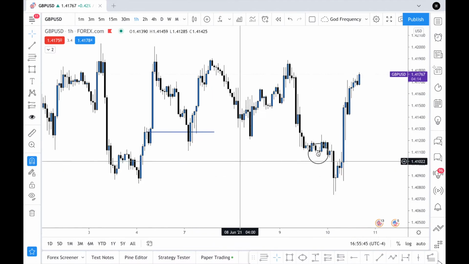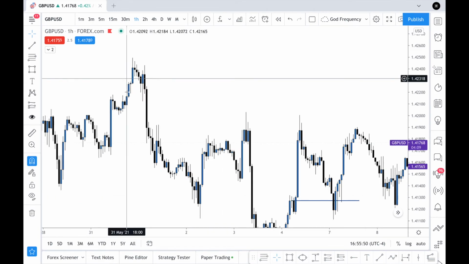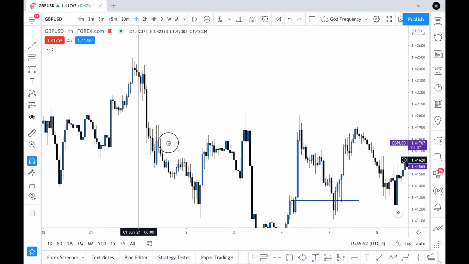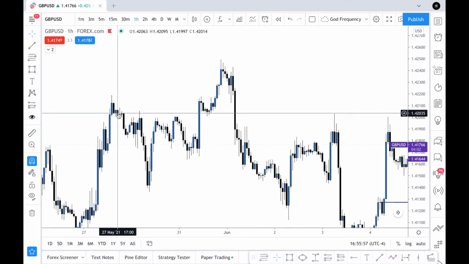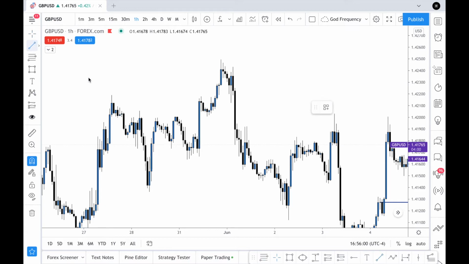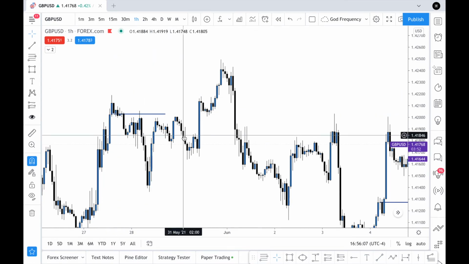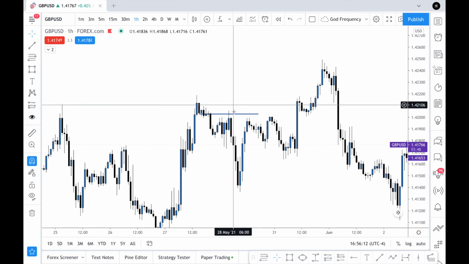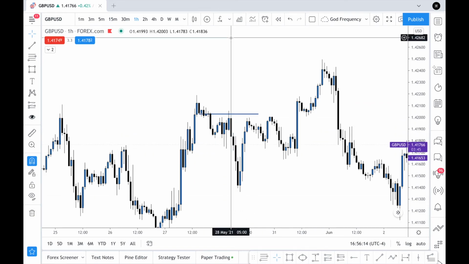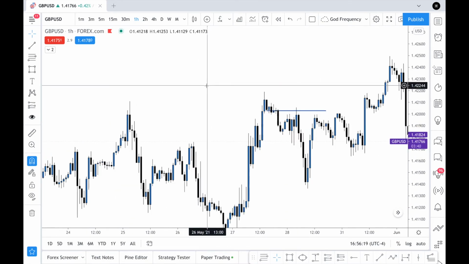Okay, let's try. Let's see here. So you got this last up candle right here. What happens? It goes down, explodes down, comes back up, and goes down. And that is pretty much order blocks in a nutshell.